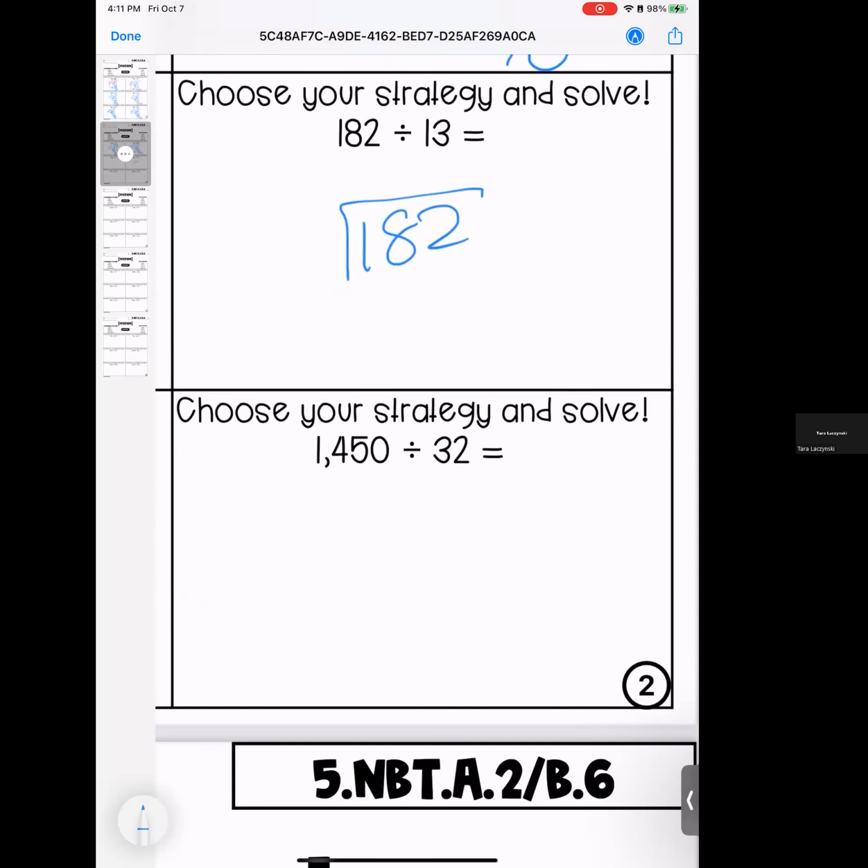182 divided by 13. 13 goes into 18 one time. 1 times 13 is 13. 18 take away 13 is 5. Bring down my 2. 13 goes into 52 4 times. 4 times 13 is 52 on the nose. My answer is 14 with no remainder.